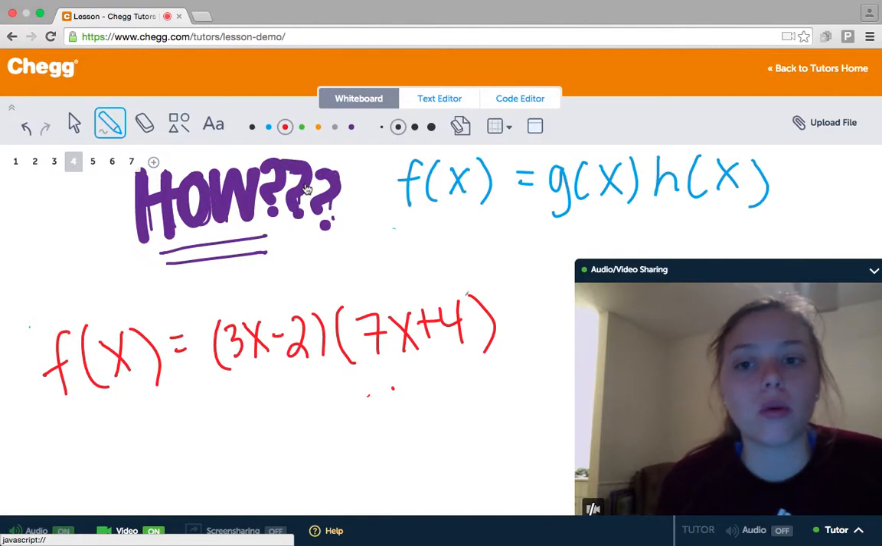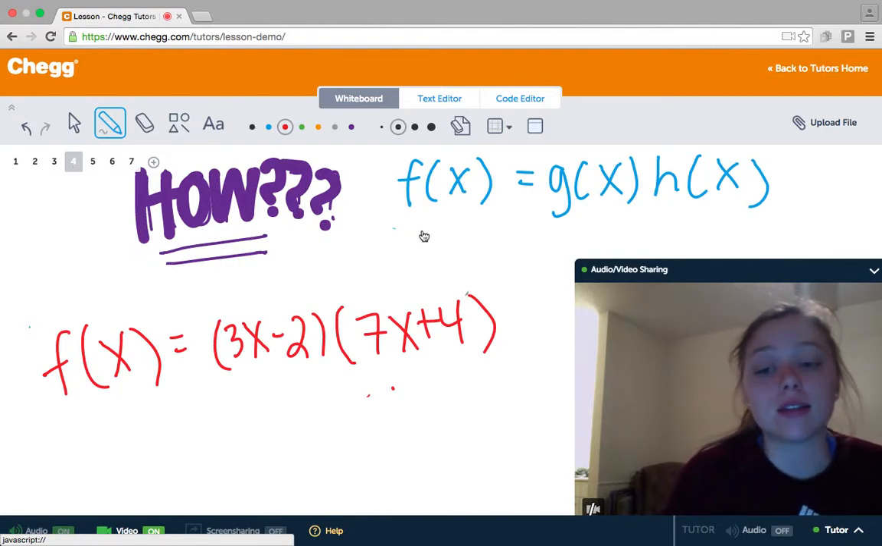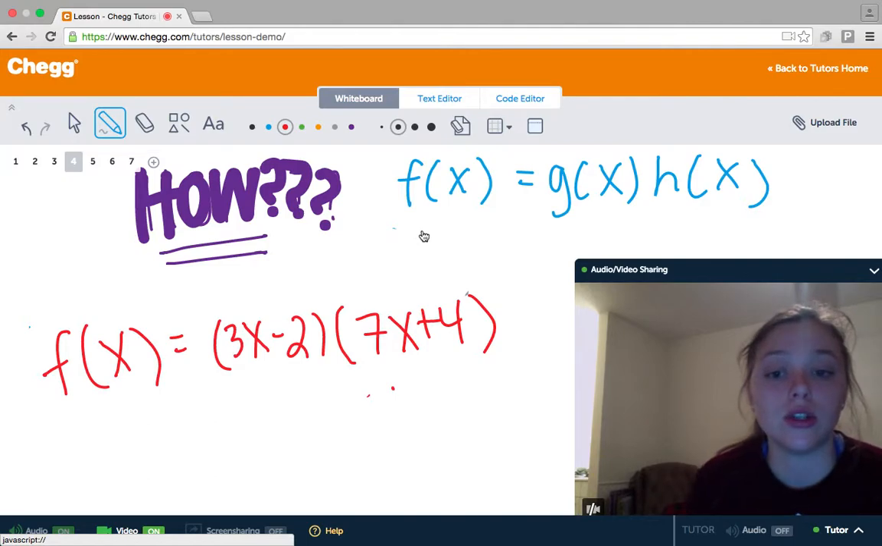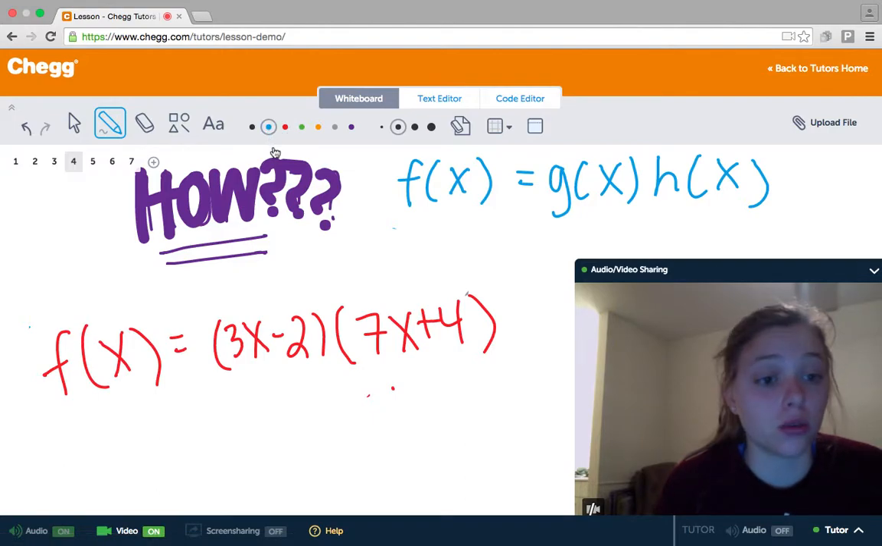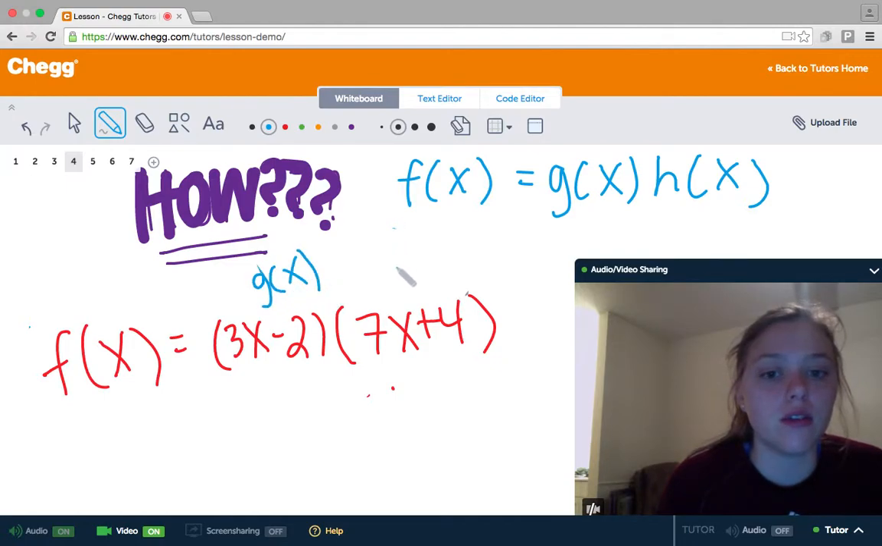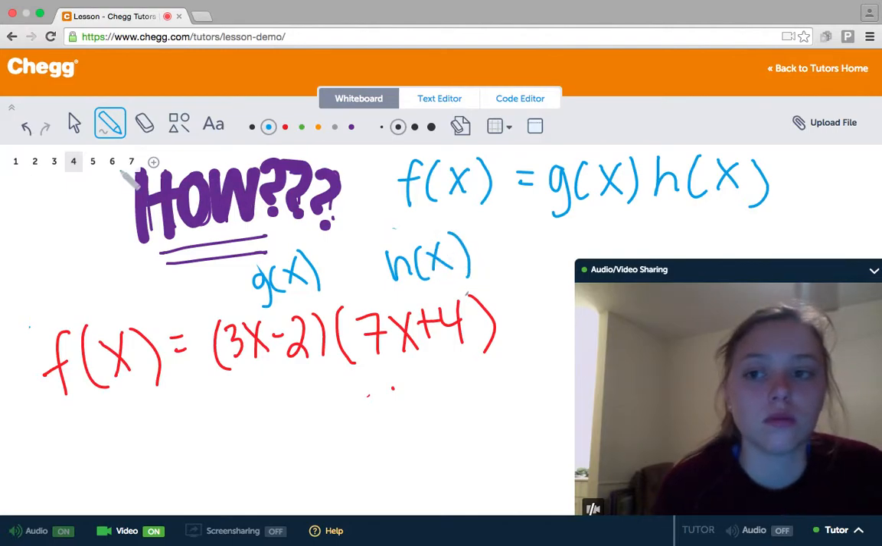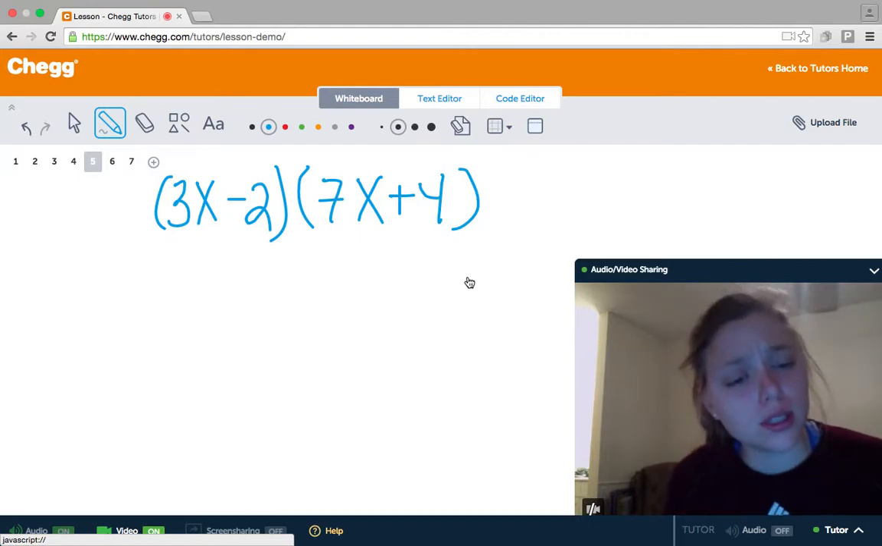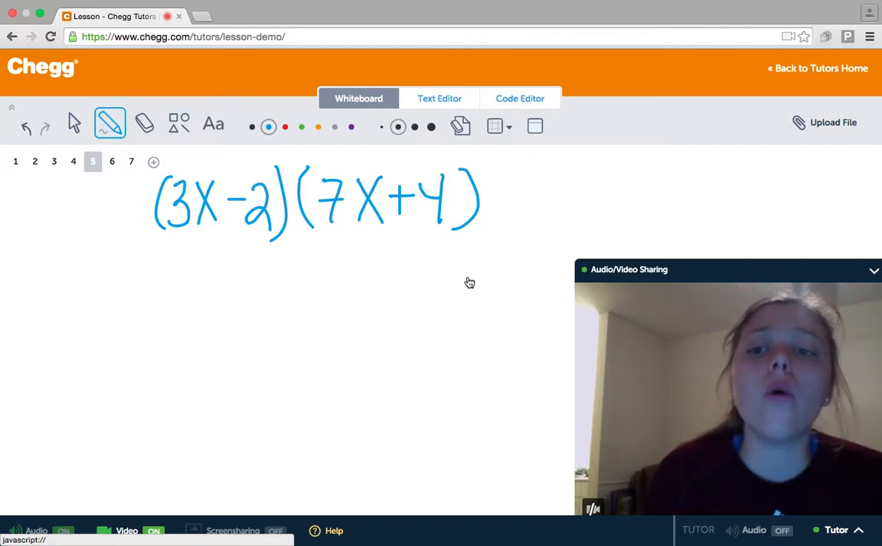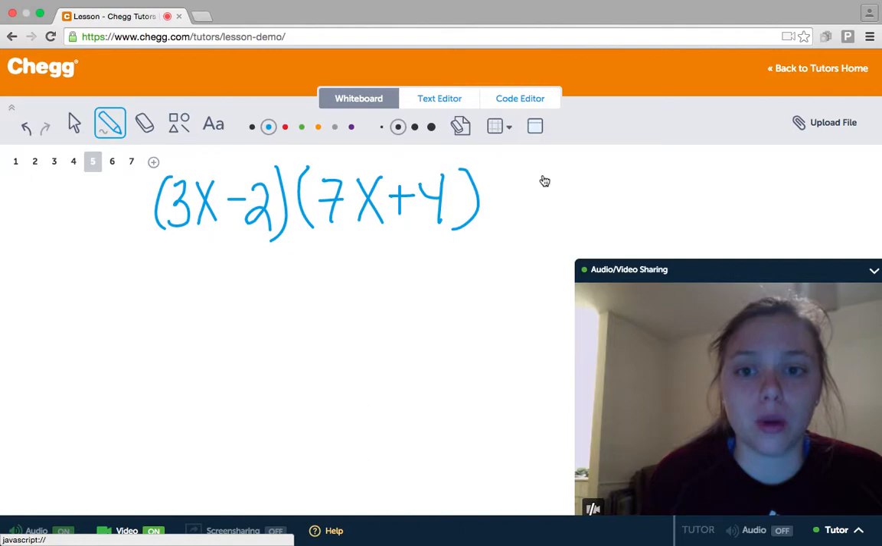Alright, so let's look at the problem. f of x is equal to 3x minus 2 times 7x plus 4. And we're going to be doing this in terms of the product rule that I wrote out for you guys. So we're going to call 3x minus 2 g of x and 7x plus 4 h of x. Alright, so let's think about this. If we weren't to know the product rule, how would we do this problem?